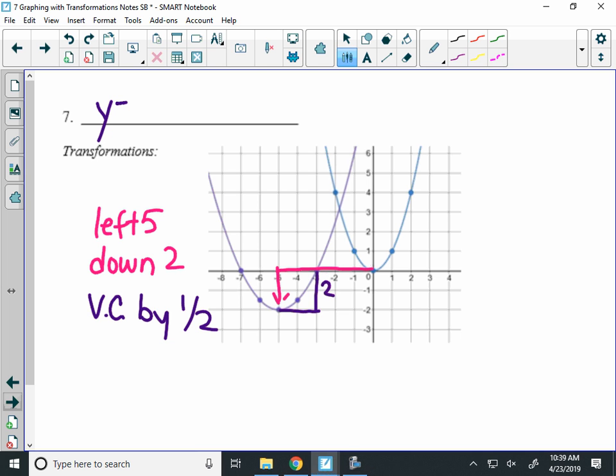When I write the equation, here the compression comes first, so I'll put a 1/2 in front. I did go left, so that goes in the parentheses as a plus 5. Square your quantity, and then down 2 is on the outside.